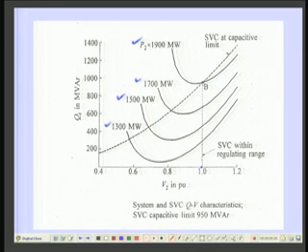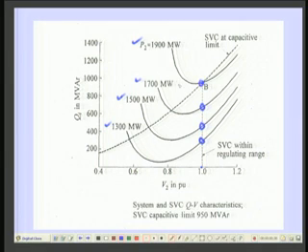You will find that until the reactive power limit of the SVC is reached, it will be in a position to maintain the voltage at the same level. Whether the load is 1300, this will be the operating point; if it is 1500, this is the operating point; 1700, this is the operating point.